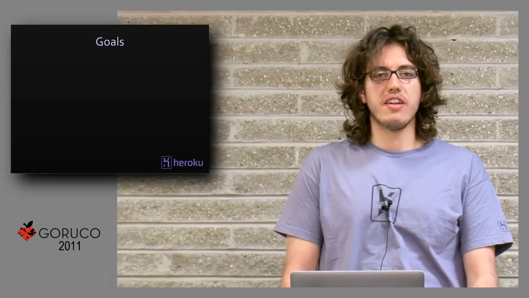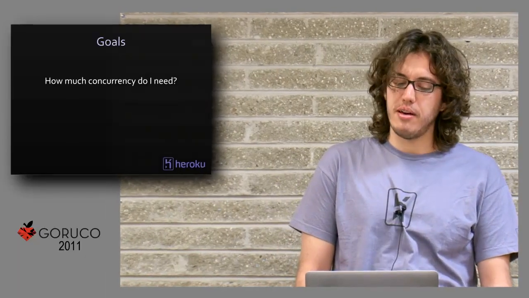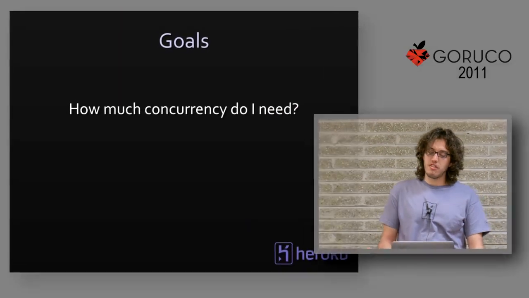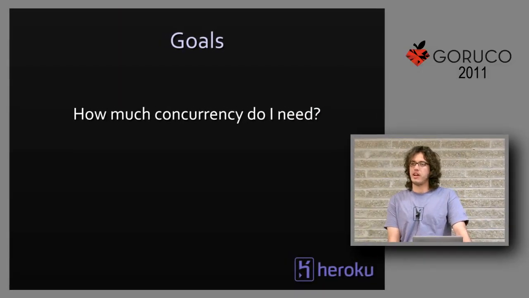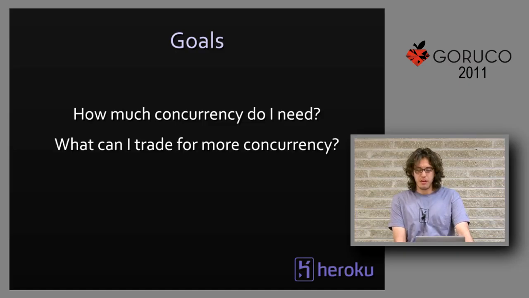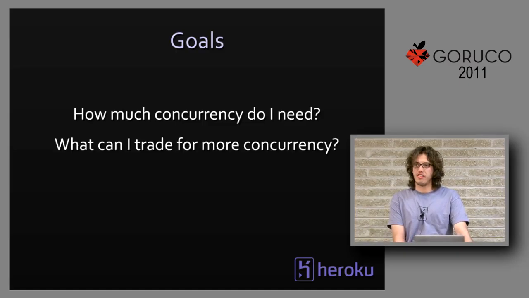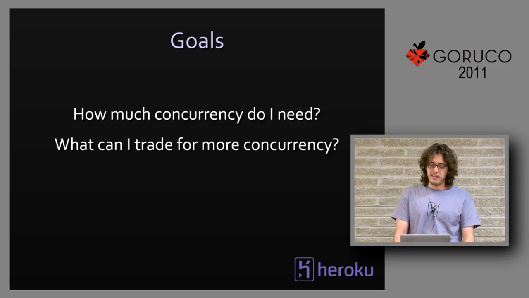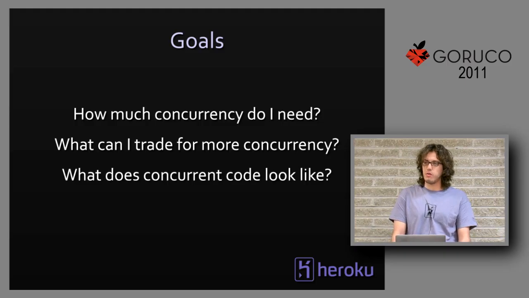Some of the goals I'd like to accomplish with this talk: basically, I just want to answer some questions. One of the questions I want to answer is, how much concurrency do I need? Also, what can I trade for more concurrency? And what does concurrent code look like?